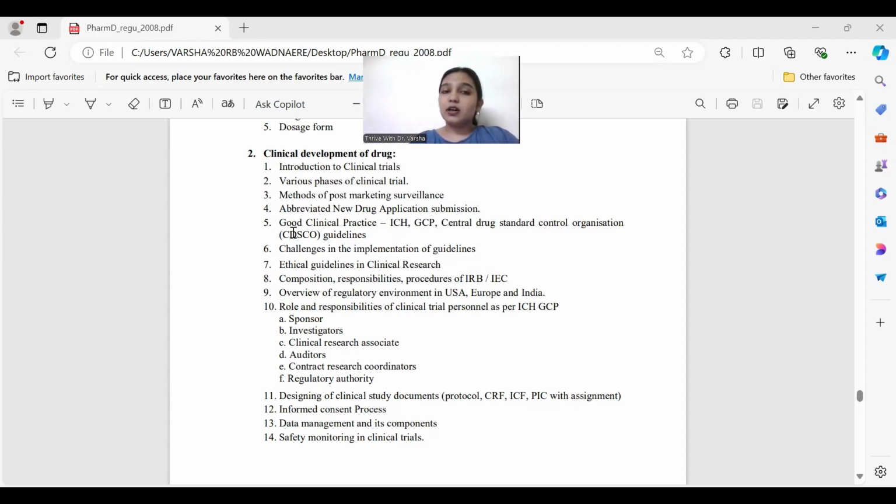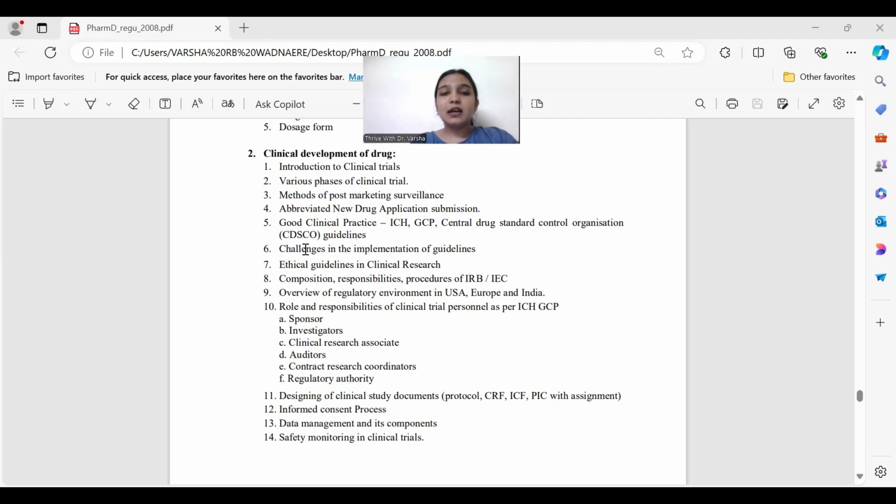Then fifth, good clinical practices. Now there are multiple guidelines, and you can expect all these guidelines for 5 marks as well as 10 marks. And then they can ask you in combination, explain ICH and GCP guideline, or GCP or CDSCO guidelines. CDSCO is a huge chapter, so maybe that can be asked for 10 marks separately.